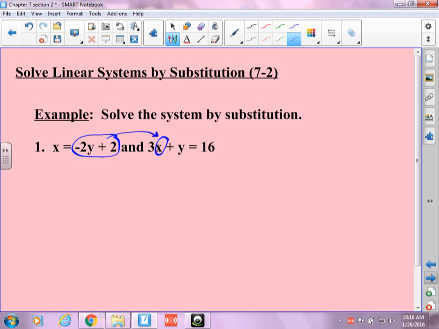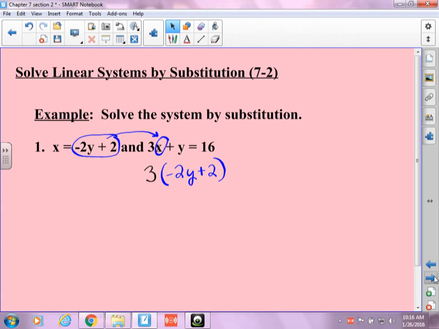You see that? So now watch what I do. I'm going to write down the 3. I'm going to take out the x, right underneath there, and I'm going to put negative 2y plus 2 in parentheses. So I took out the x, Mrs. Medvick, and I put in my substitute with parentheses. Because it was x equals, I put it in for x. If it was y equals, I'd put it in for y. Then I copy down the rest of the equation: plus y equals 16.